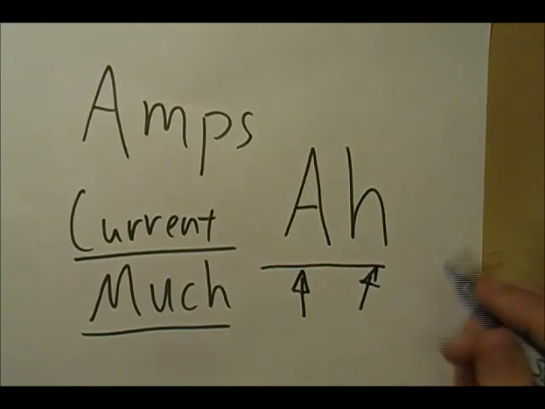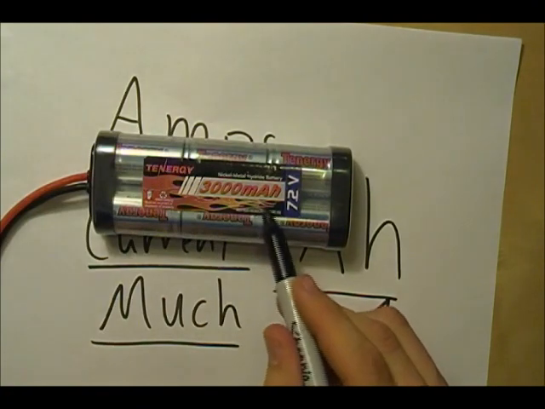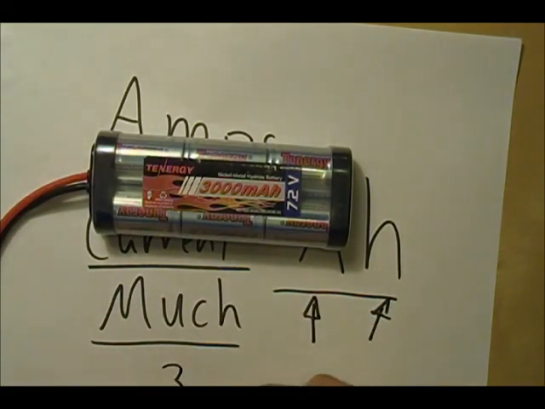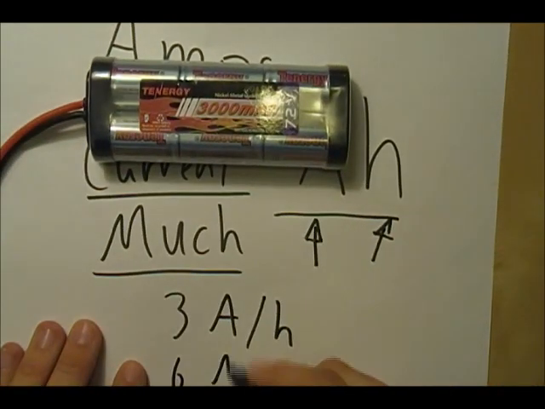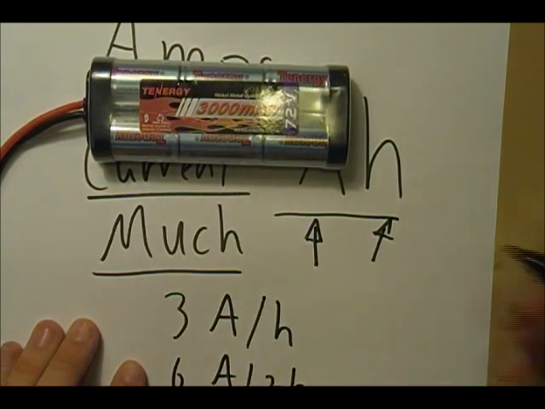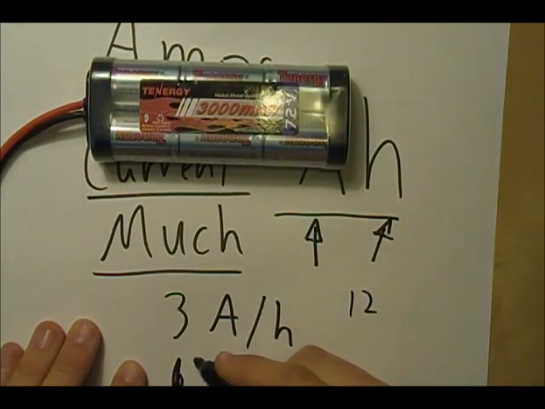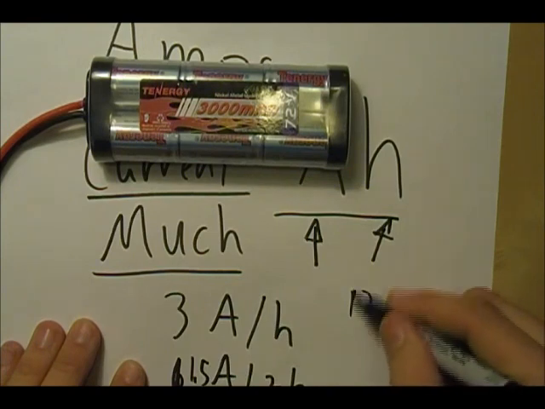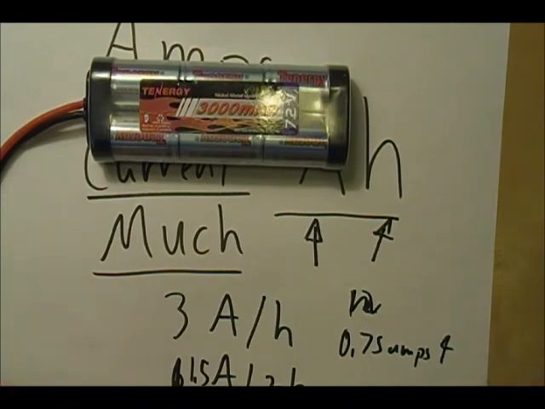I have a battery here that says on it 3,000 milliamp hours, which means that it has the ability to put out 3 amps for 1 hour, which means that it can put out 6 amps for half an hour, and on and on and on. So it could do 12 amp, wait, sorry, not 6. 1.5 amps for 2 hours and 0.75 amps of power for 4 hours. Sorry, I got my math wrong.